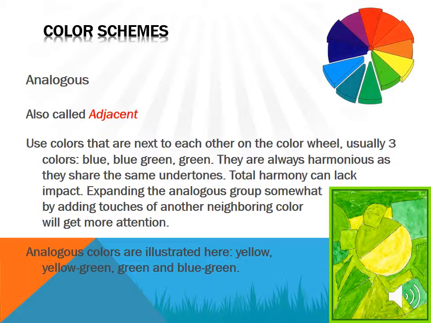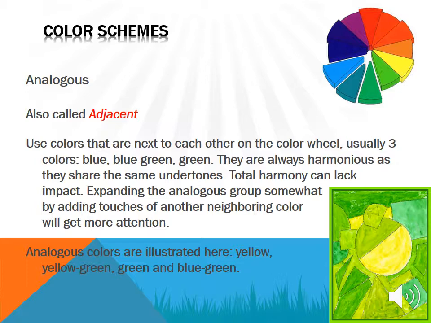Analogous is another color scheme. It's also called adjacent. Use colors that are next to each other on the color wheel, usually three colors: blue, blue-green, green. They are always harmonious as they share the same undertones. Total harmony can lack impact. Expanding the analogous group somewhat by adding touches of another neighboring color will get more attention.